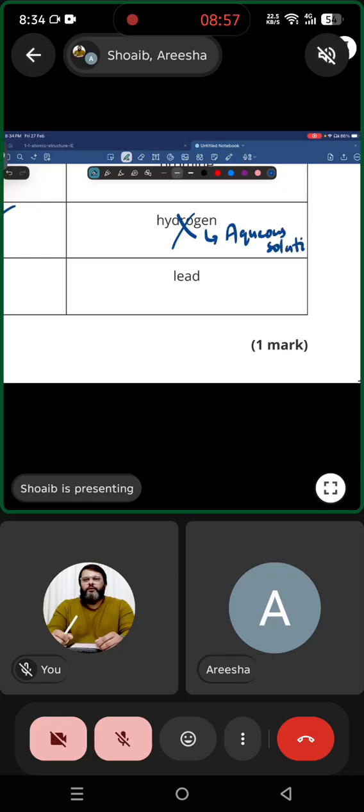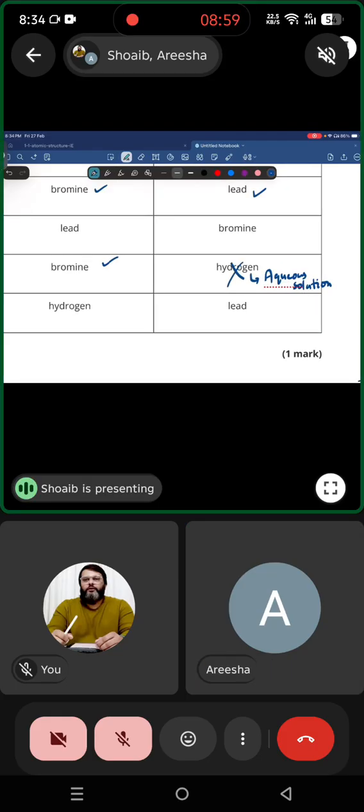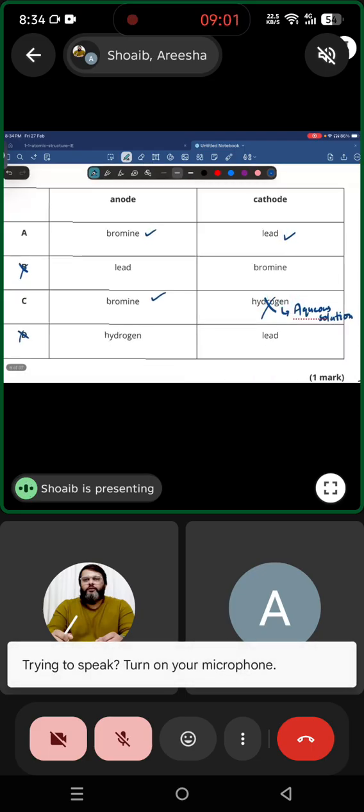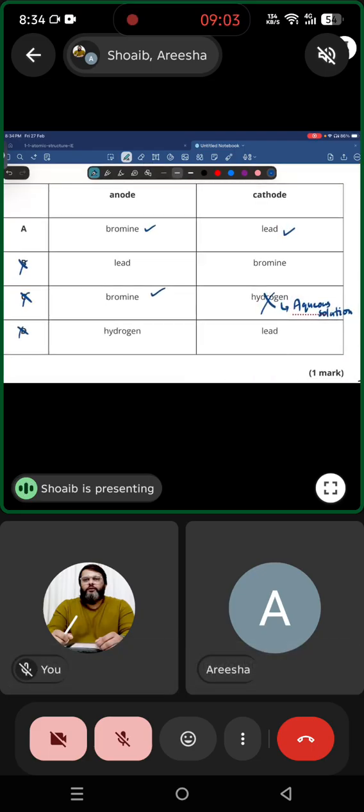You can memorize the ions like this: if you are living in Lahore, you are considered a Lahori. Or if you are living in Karachi, you are considered a Karachiite. So the cations are known as cations because they migrate towards the cathode. That's why they are named cations. Got it?